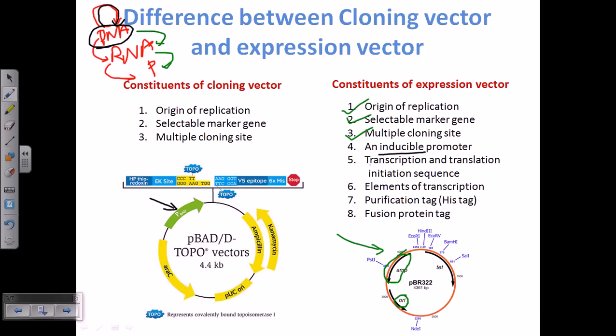The second thing is a transcription and translation initiation sequence. So a start codon for translation, a stop codon for translation, and a termination sequence for transcription.